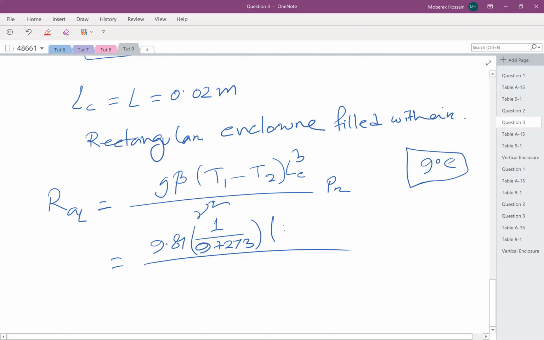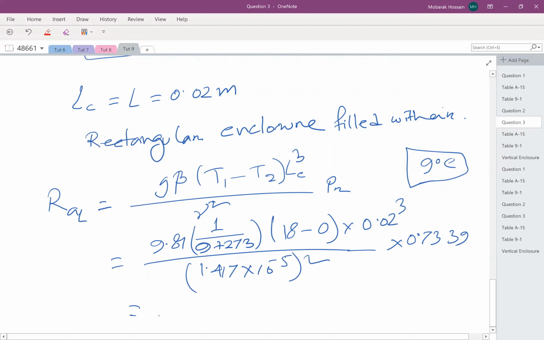Then temperature difference: the inner glass temperature is 18, given, and outside we consider as 0. And here length is 0.02 cubed. Prandtl number is 0.7339 at 9 degrees Celsius, and viscosity is 1.417 times 10 to the power negative 5 squared. So we'll get this number as 18,309.